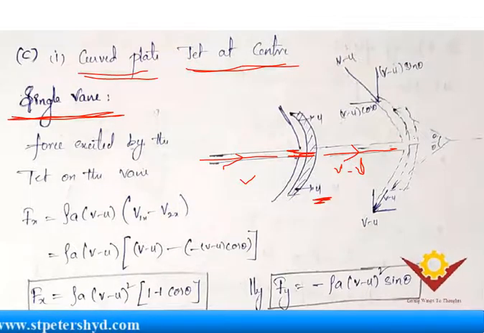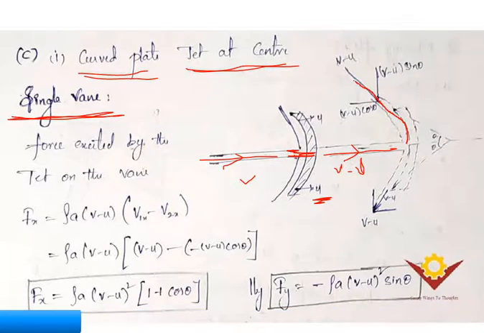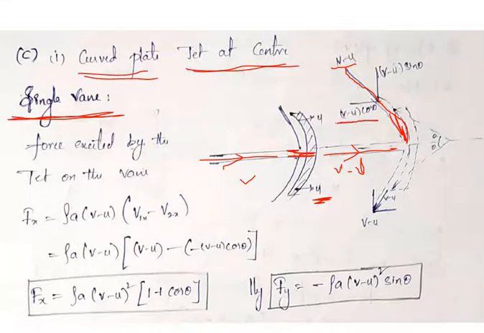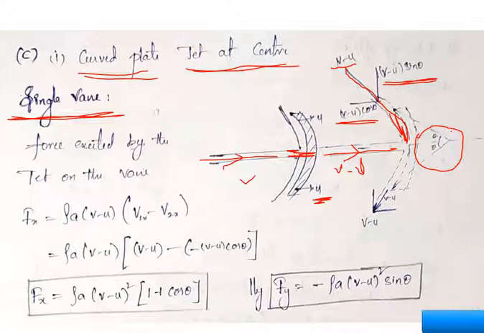Clear? After striking the plate, the velocity of the jet will be v minus u, which is tangential to the curved plate, and this is your velocity in the x direction, which is the reverse of your initial velocity, and this is the velocity in the y direction. And you can see here theta and theta, so by seeing this we can say that it is symmetrical.